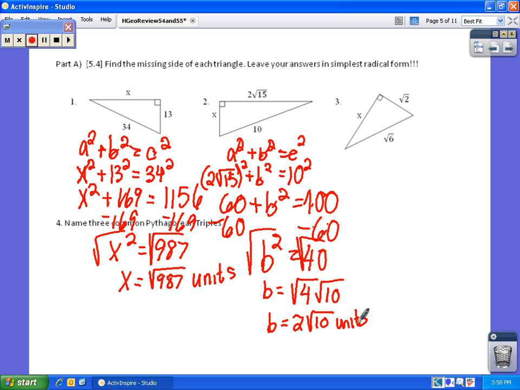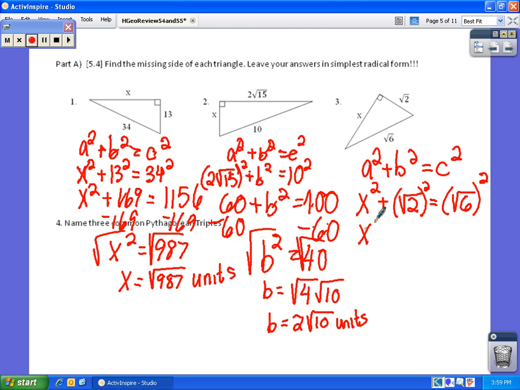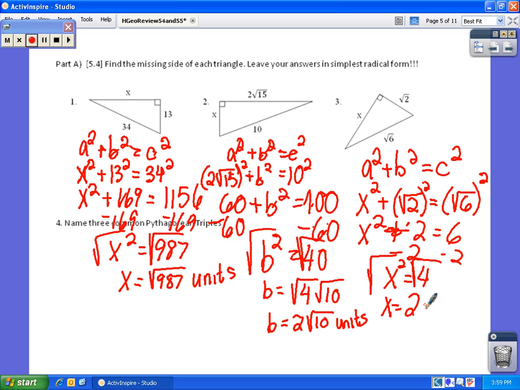Number 3, a squared plus b squared equals c squared. Remember, it's always good to start with your original equation. Plug in radical 2 for b and plug in radical 6 for c. So I have x squared plus 2 is equal to 6. Subtract 2 from both sides, and I find that x squared is equal to 4, and x is equal to 2 units.